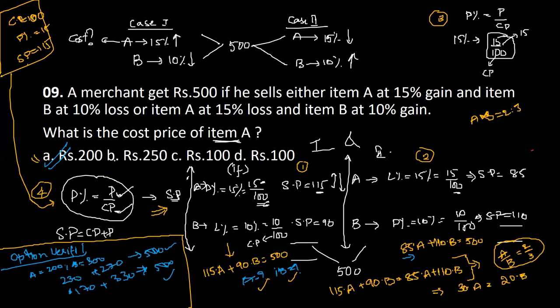Now, if you check the options, in which options can the 2 is to 3 ratio work? The first option, 200, 300. Second option, 250, 750. Is it working or not? Not 250, 750. It will be 250 and 375. Is it working or not? So you can check that in that way.